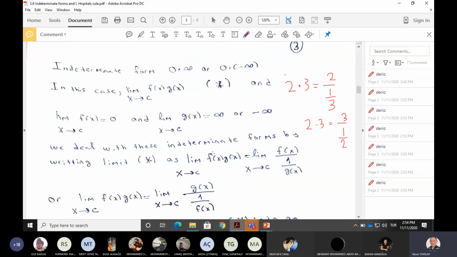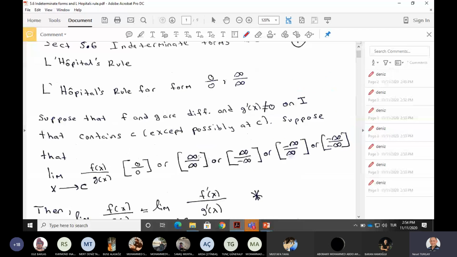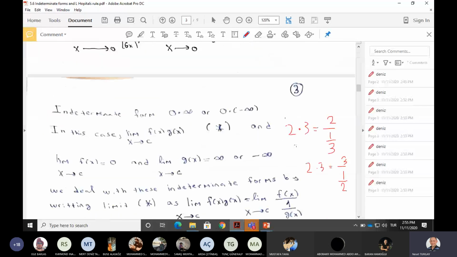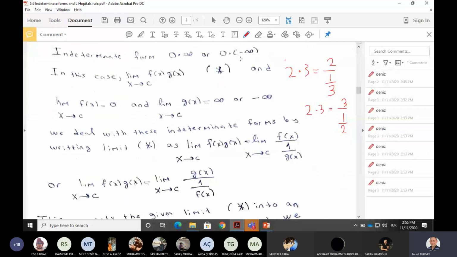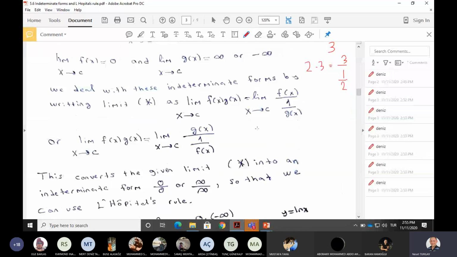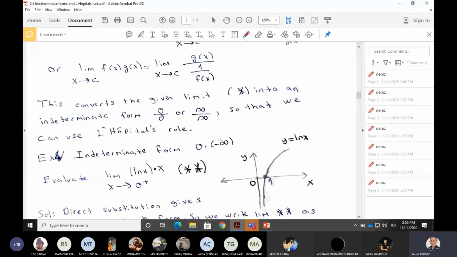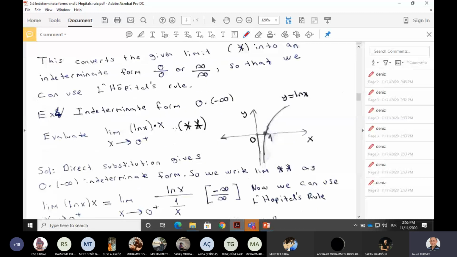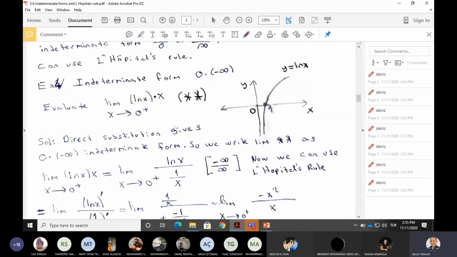Maybe you are asking me, teacher, why don't we use L'Hopital here? We cannot, my friend. I told you before, L'Hopital's rule you can only apply in 2 cases, 0 over 0 and infinity over infinity. And infinity over infinity has 4 different cases, like these kinds, 1, 2, 3, 4. Do you understand? So this is a technique. If you have this kind of indeterminate form, you rewrite it in this form or in this form, and then you are able to use L'Hopital's rule. So let's do examples and understand this technique.